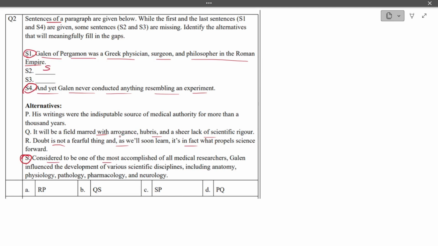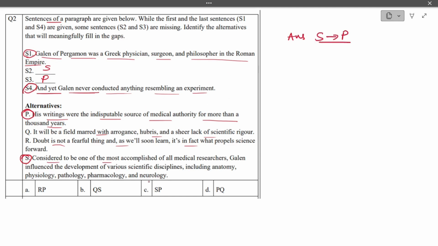And then what will come in the next sentence will be sentence number P. Okay, let's try to read it. So the sentence on Galen was ending here: Galen influenced the development of various scientific disciplines including anatomy, physiology, pathology, pharmacology and neurology. Then we are talking more about what else he has done. So that is what we are writing: his writings were the indisputable source of medical authority for more than 1000 years, right? So that's why the correct answer that will come here will be P. And finally, and yet Galen never conducted anything resembling an experiment.